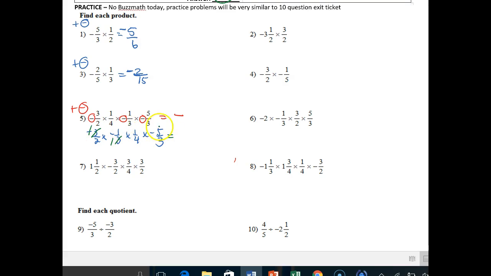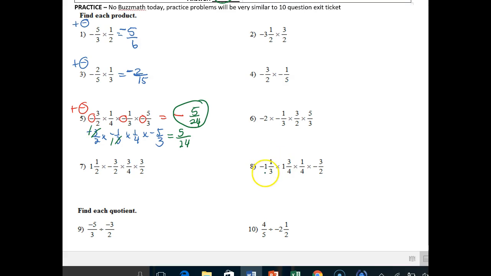1 times 1 times 1 times 5, 5. 2 times 1 is 2, times 4 is 8, times 3 is 24. So negative 5 over 24 is your answer. All right, I'm going to do number 8 because it's a little tricky. Remember, the ones I don't do, you're going to do in partners.